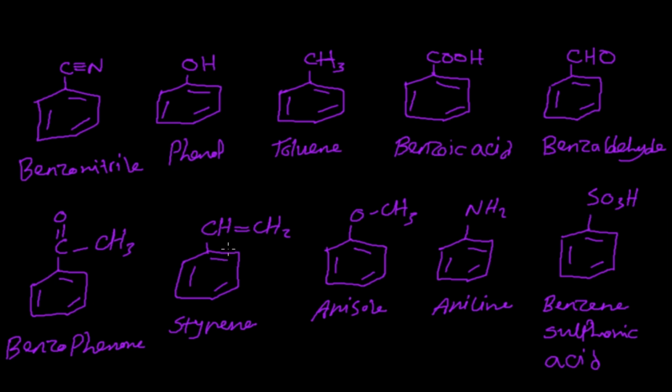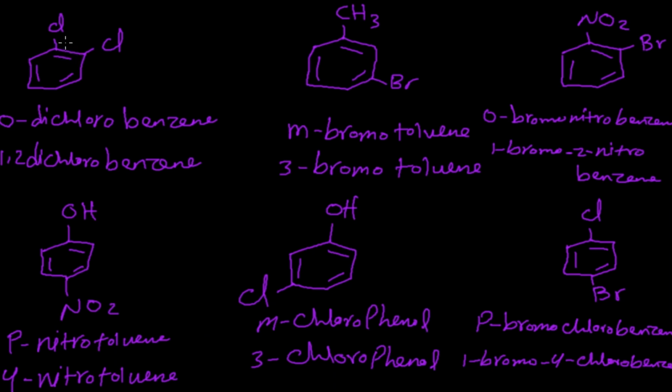Also, we have styrene, by substituting one hydrogen of the ethene molecule with a benzene ring. We get styrene, and also this ether of benzene, anisole. And when introducing an amine group to the benzene ring, we get aniline. And finally, when we sulfonate the benzene ring by doing a sulfonation reaction, we get benzenesulfonic acid. Now we move on to the disubstituted benzene.